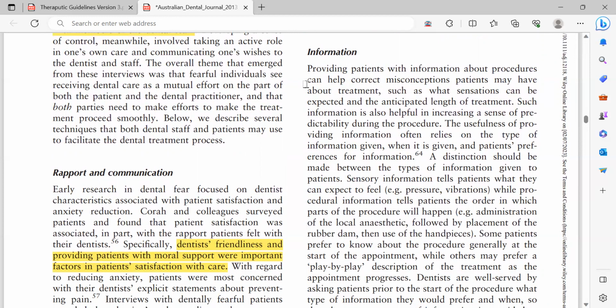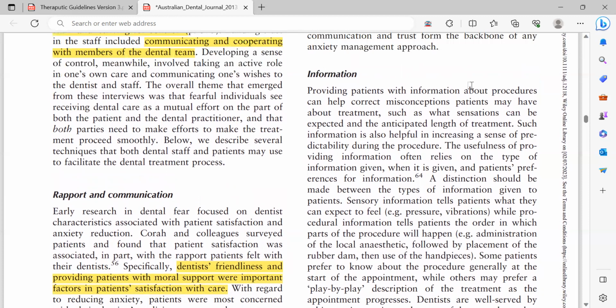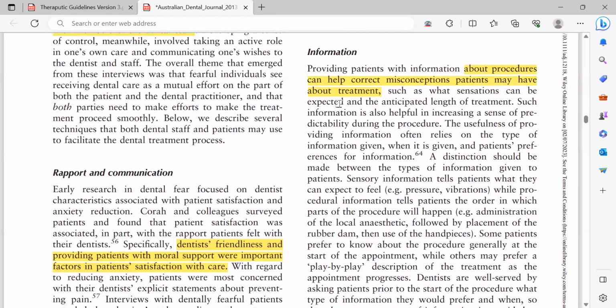It is very important that you let your patient know what's actually happening inside his mouth and what your treatment plan is, how you will proceed, what you need to do, any investigations, any x-rays or any examination. You need to explain to the patient first and then you will do. So it is also, in short, a tell, show, do technique. Okay, so you need to provide the patient with information about the procedure, which can help correct misconceptions patients may have about treatment, such as what sensation can be expected.